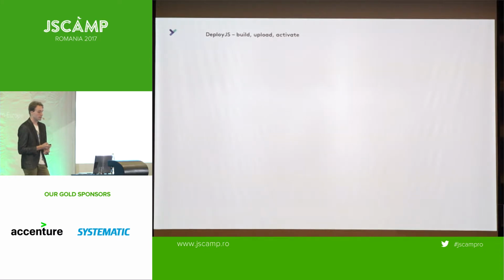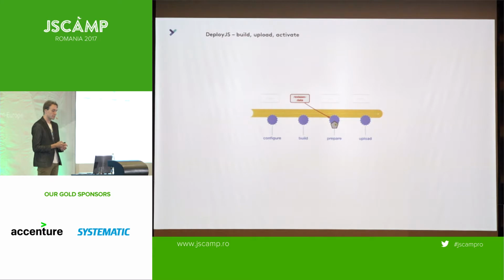Let's dive into what happened, how DeployJS works under the hood. DeployJS is a pipeline that's composed of many hooks. For example, the configure, the build, the prepare, and the upload hook. Then there's many plugins, for example, the Redis plugin and the S3 plugin, that activate at different points in this pipeline stage.